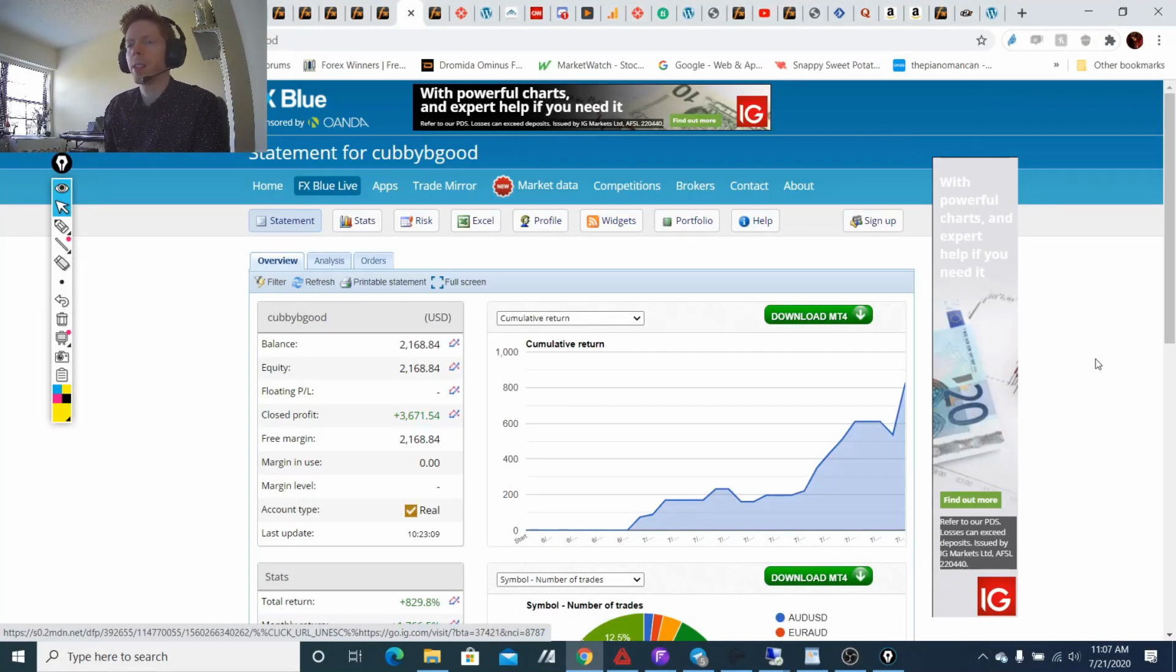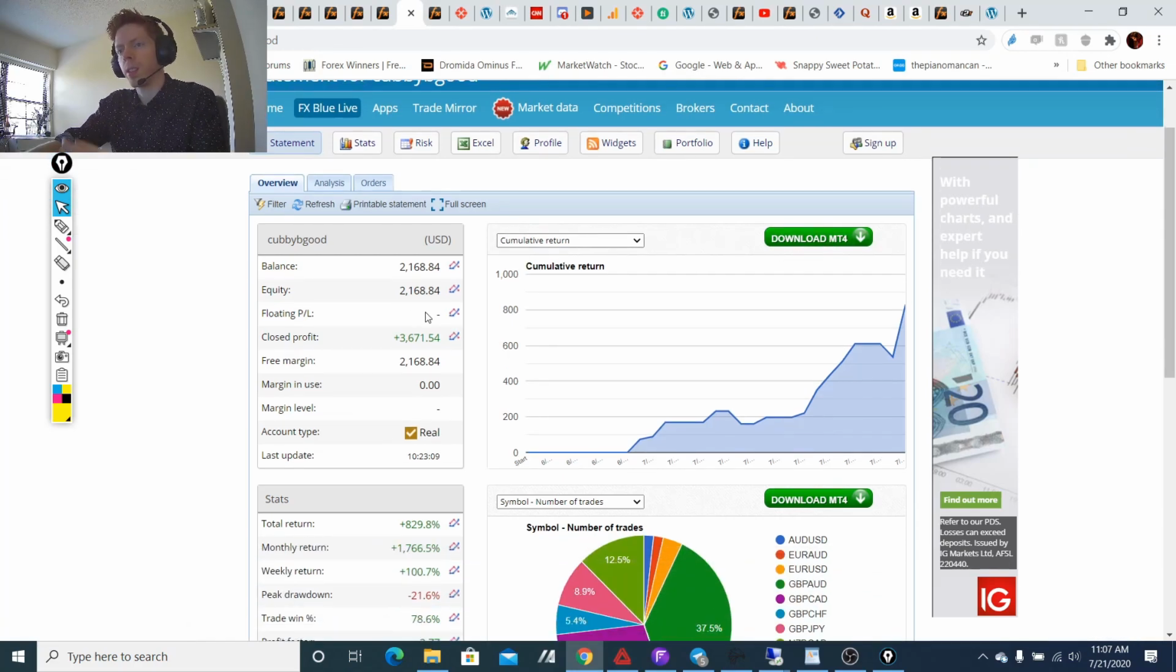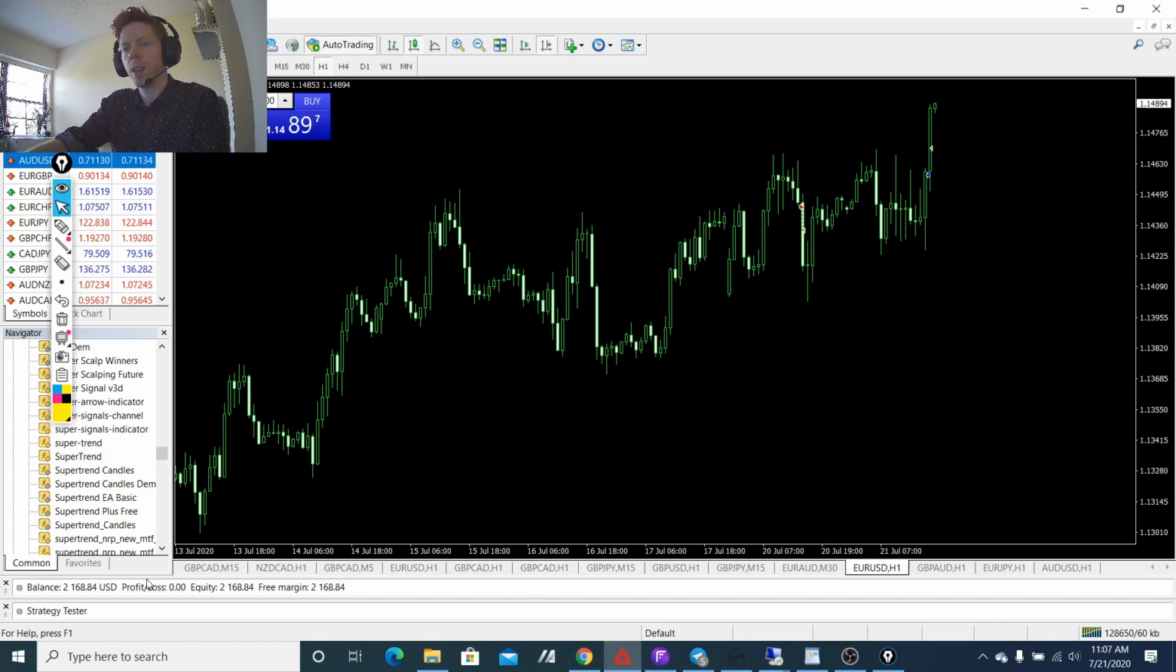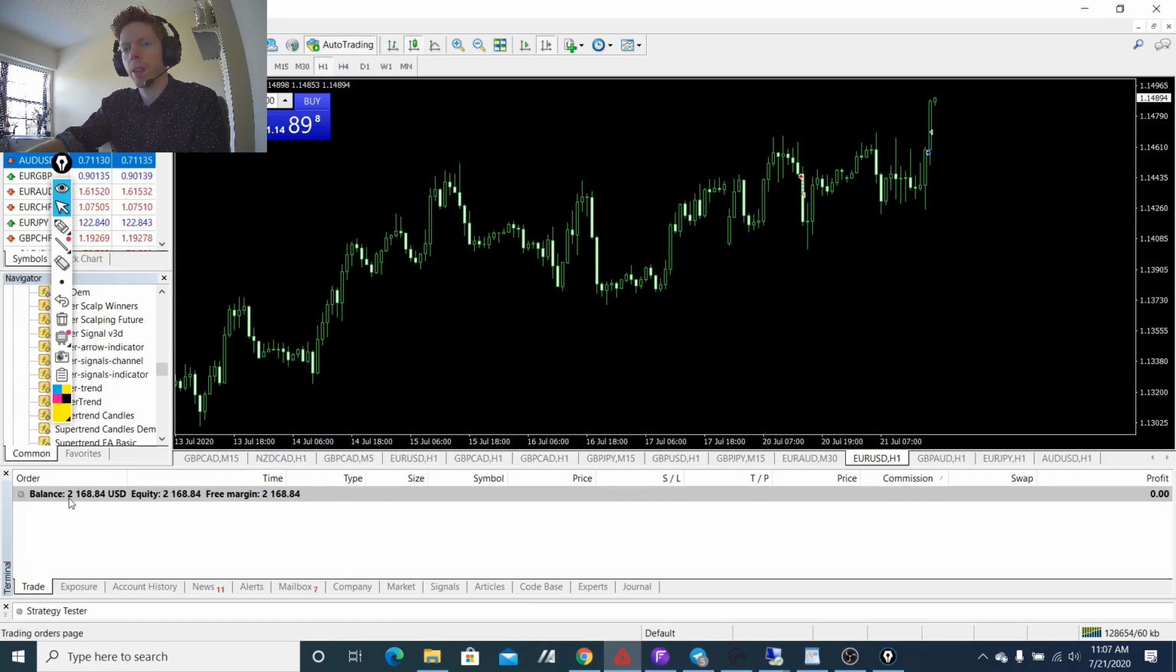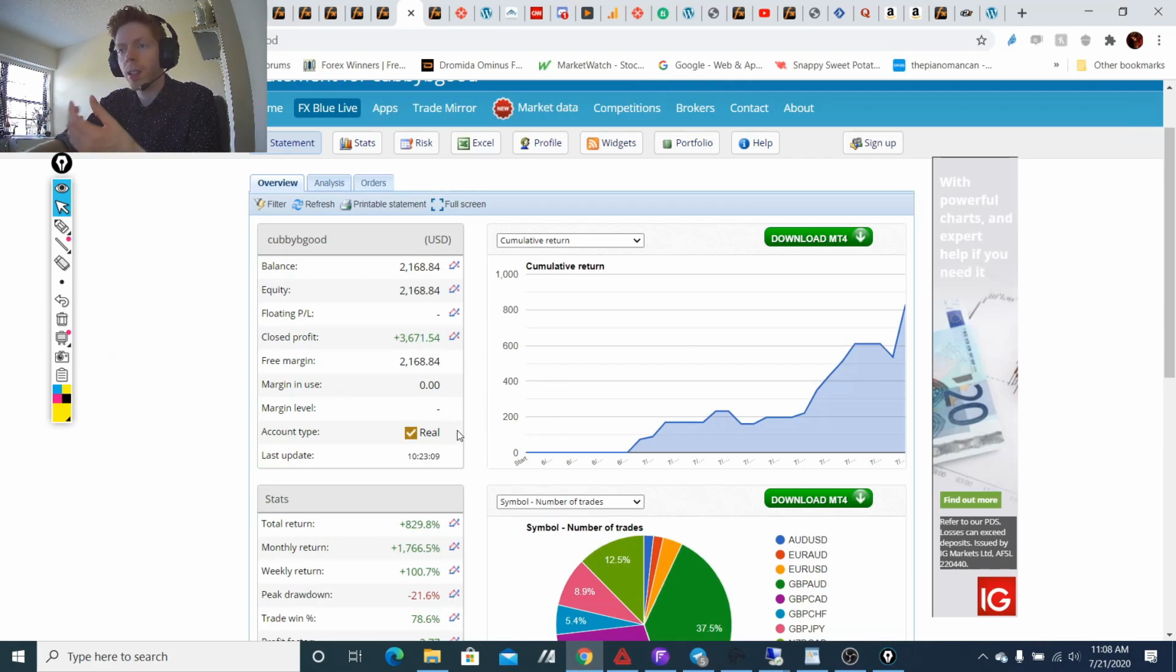So here are my trading stats posted on FX Blue. This is a third-party tracker for MT4. So you can see all the stats right in front of you. So this is a $2,168.84 account, and you can see the account balance here at $2,168.84. So you know it's a real account.